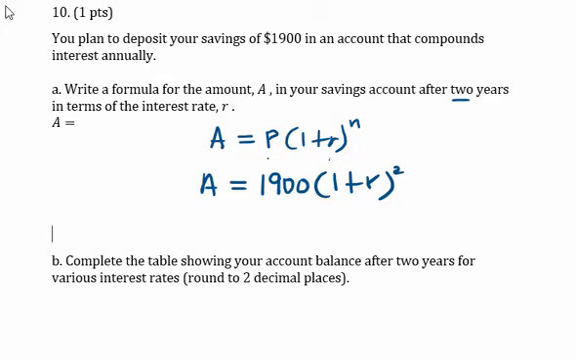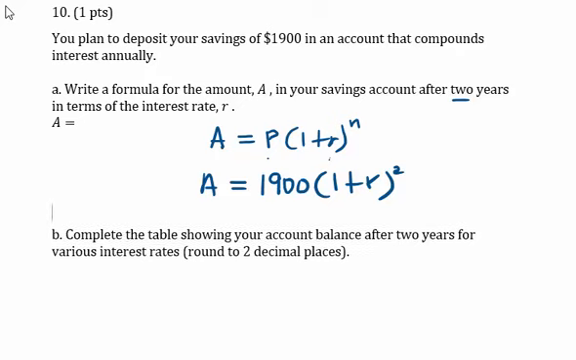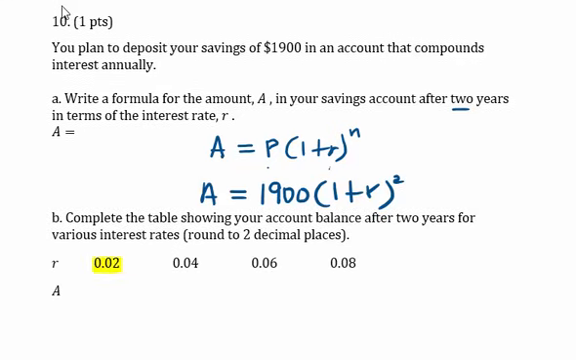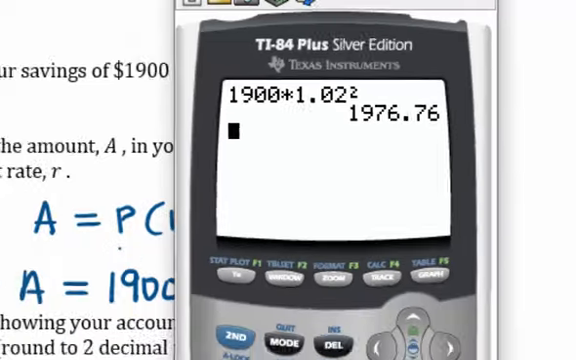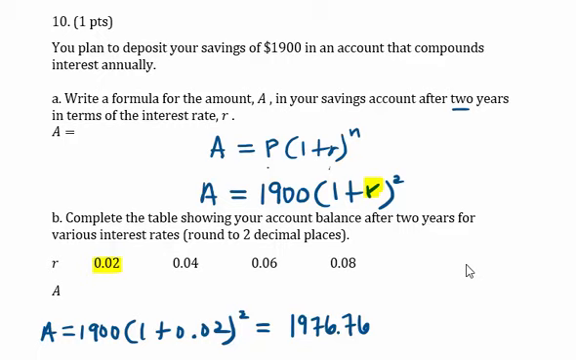In part B, it says complete the table showing your account balance after 2 years for various interest rates, round to 2 places. Okay, so we're going to take these rates and substitute them individually into this formula. The first one will say when R is 0.02, A is 1,900 times (1 plus 0.02) squared, or 1976.76. Okay, and so this will go in the first blank, and then we'll do that again and again until we filled in this table.